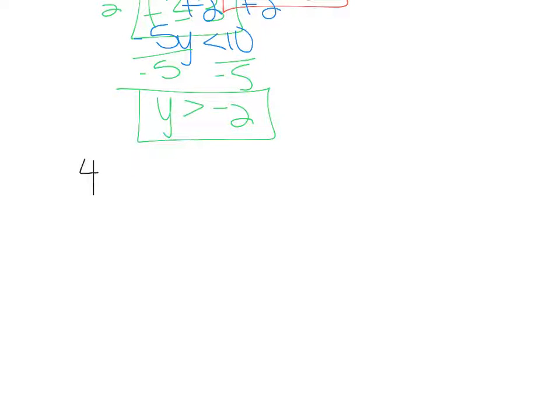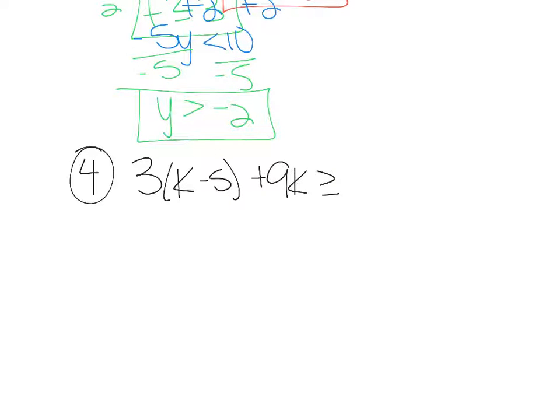Okay, let's look at one that's maybe a little bit tougher. Number 4 is 3 times the quantity k minus 5 plus 9k is greater than or equal to negative 3. So we've got a lot going on here. The first thing, let's get rid of those parentheses by distributing. So I have 3k minus 15, and then I've still got the plus 9k is greater than or equal to negative 3. Notice I didn't distribute the 3 to the 9k because the 9k wasn't in parentheses.